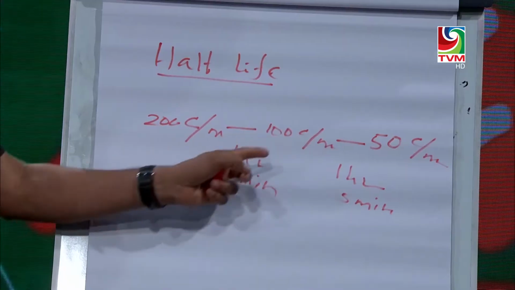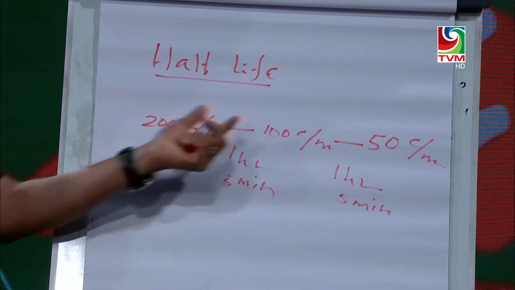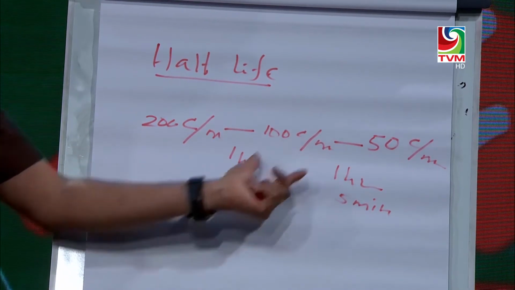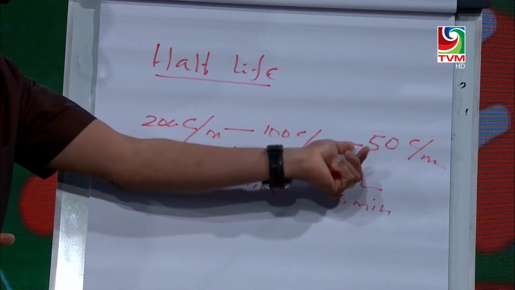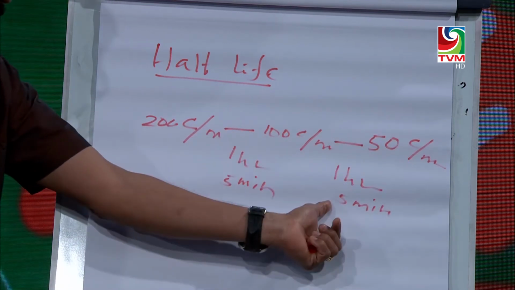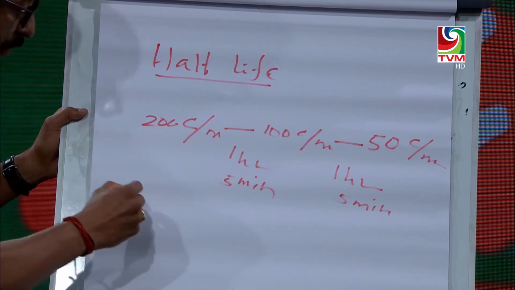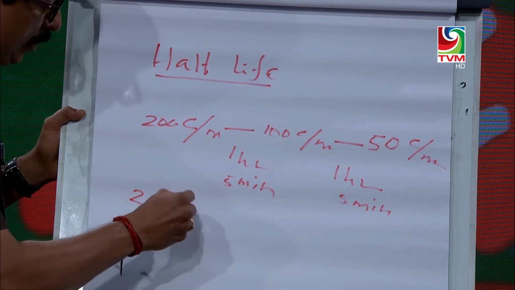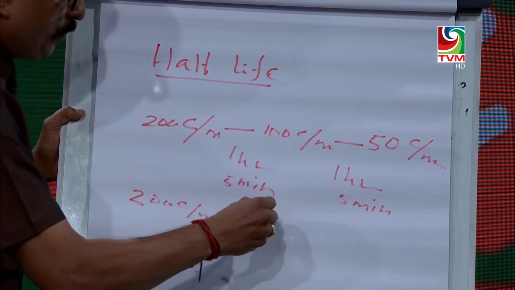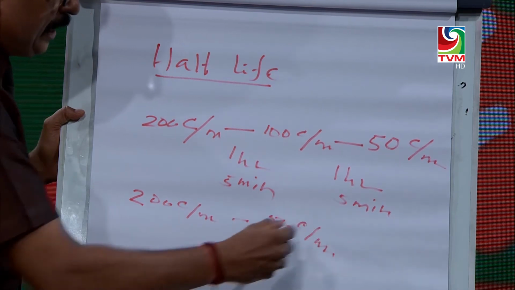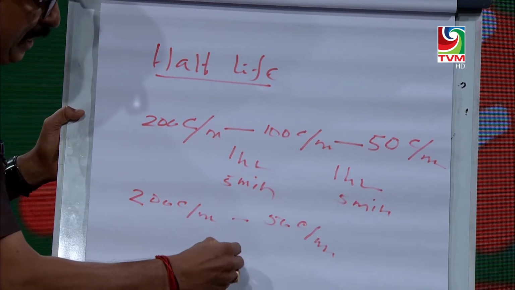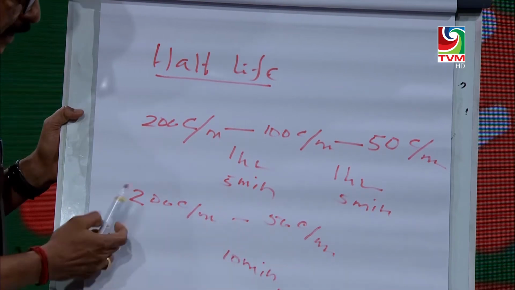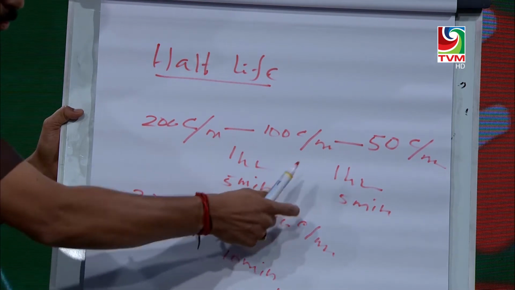So here the activity of 200 counts per minute decreases by half in every half-life. 200 counts per minute decreases to 100 counts per minute in one half-life, and 100 counts per minute decreases to 50 counts per minute in one half-life. So the time taken for the count rate to go from 200 counts per minute to 50 counts per minute is how many minutes? It takes 10 minutes for the activity to decrease from 200 to 50.